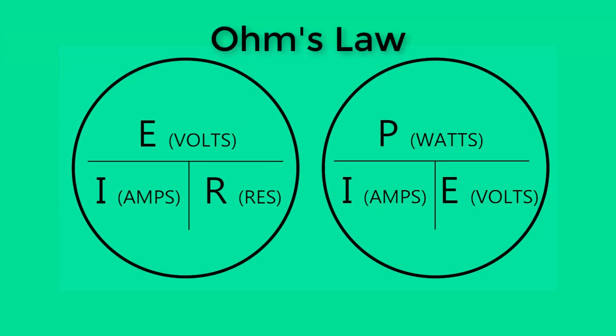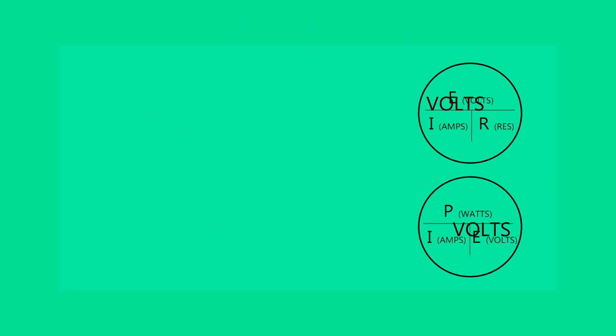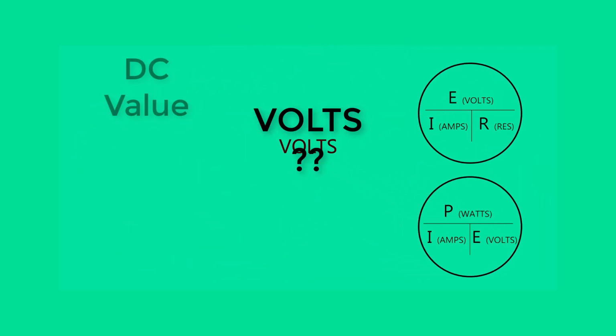Ohm's law consists of math formulas that use voltage, current, resistance, and wattage values for circuit design and troubleshooting. Ohm's law formulas use two known electrical values to find an unknown electrical value. Notice in the Ohm's law formulas shown here that a voltage value is used. A voltage value must be known. What is the voltage value used in the formulas?